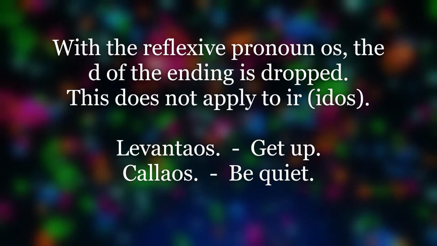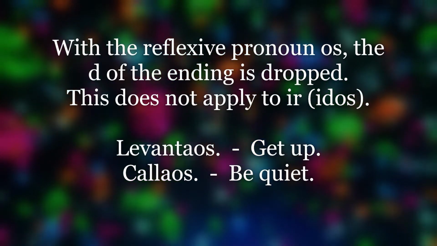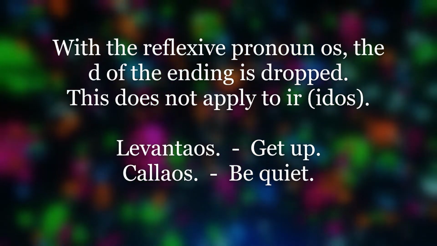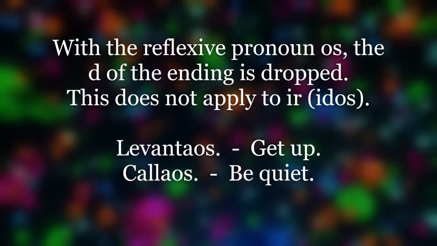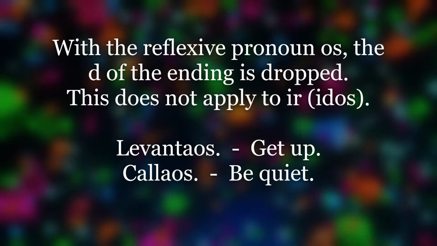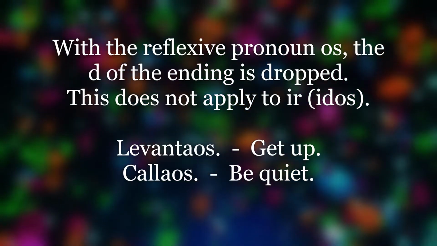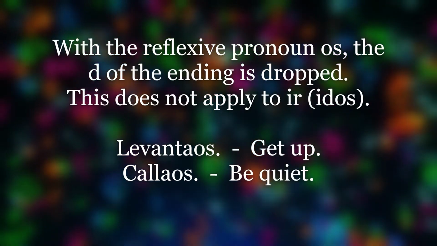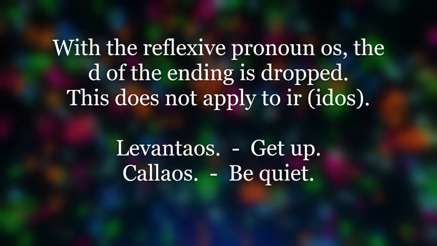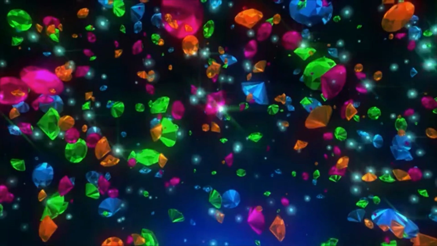Okay. With the reflexive pronoun os, the D of the ending is dropped, but this does not apply to the verb ir, to go. It remains idos. Now in the case of the infinitive levantar, to get up, the imperative form is levantad, but to attach os, you drop D, so you have levantaos, get up. Callar, callad, callaos, be quiet.